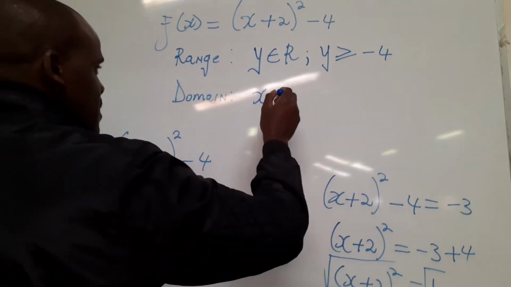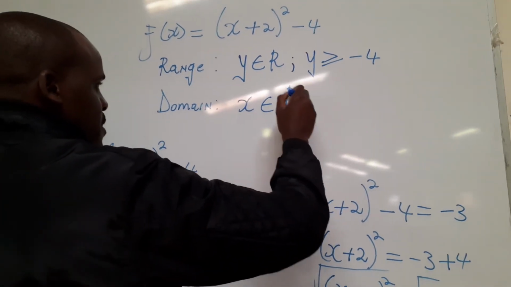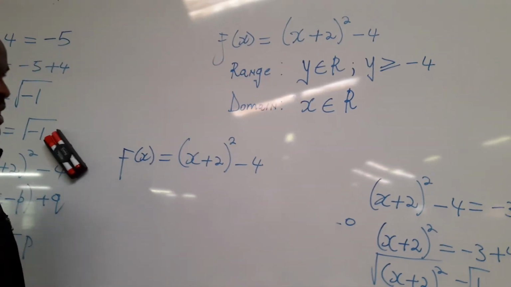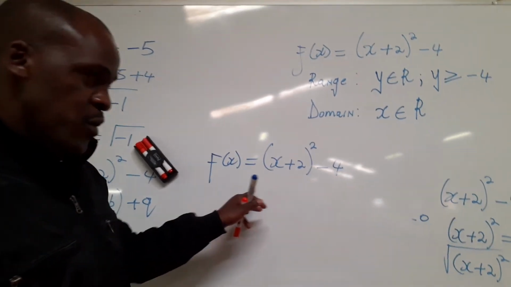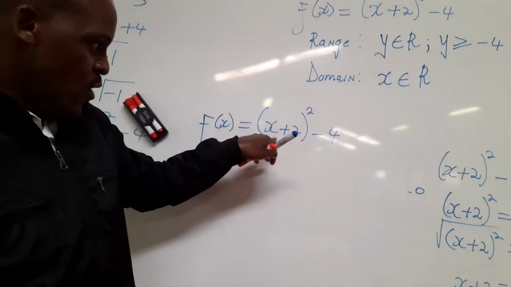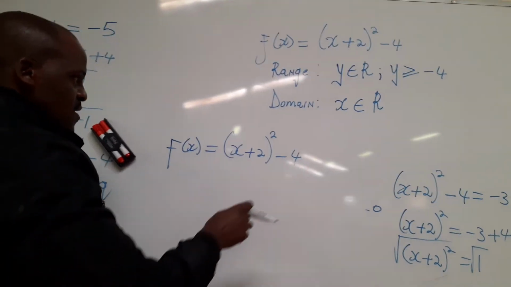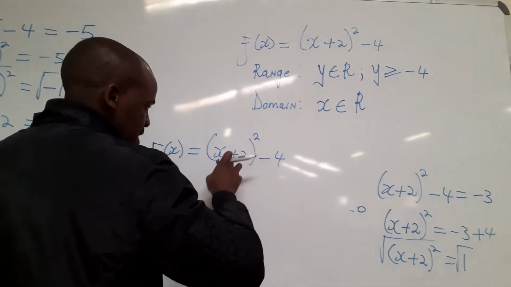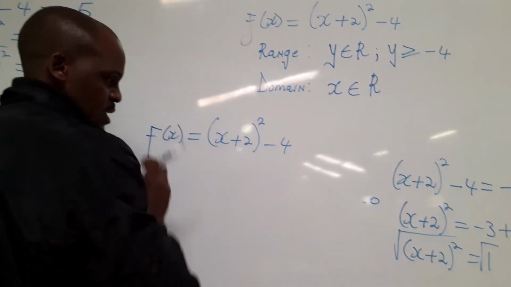Remember, x is an element of real numbers. You can put any value. This graph will always exist. You can put any value of x. Since we have said this is our restriction, for any value of x, this graph will always exist.